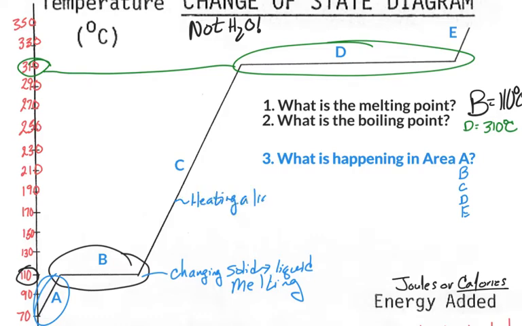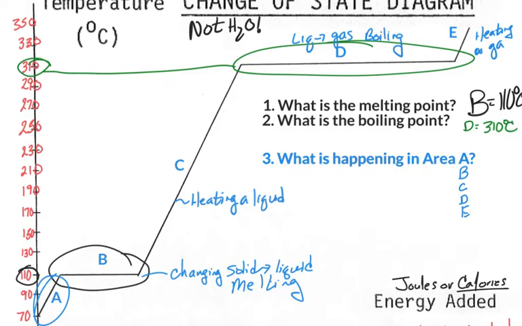In area D, we're going to be changing things from a liquid into a gas, and we call that term boiling. So going from a liquid to a gas is boiling. When we reach area E, we see that we're now all gas, and so this is going to be heating a gas, which is an increase in temperature. So we're just heating up the gas, increasing the temperature of the gas.